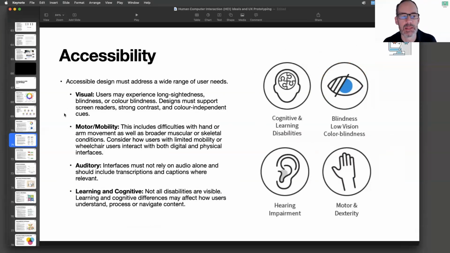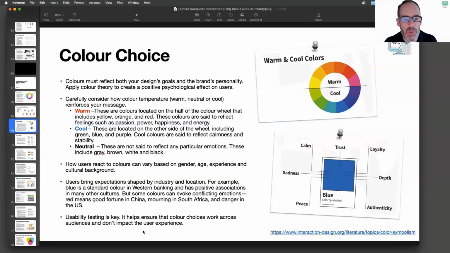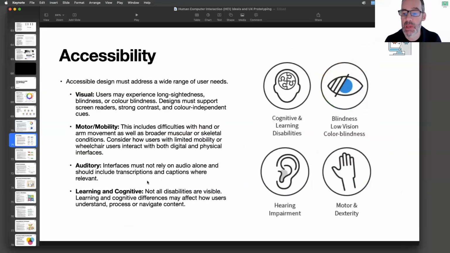Accessibility. Do you understand what accessibility means? We want our color choices to be available and accessible to as many people as we can. And remember, our designs are potentially going to be used by all different types of people. You can have different people who have different needs. They might have problems seeing, moving, hearing, and they might also have problems learning. So the visual problems might include long-sightedness, blindness, color blindness.